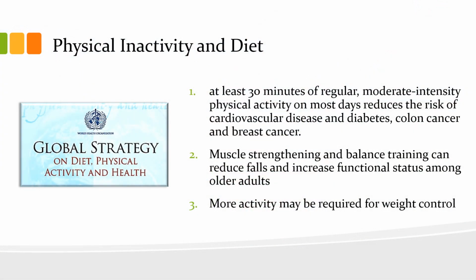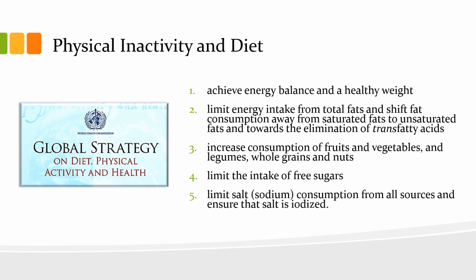So physical activity and diet. Recommended by WHO would be at least 30 minutes of regular moderate intensity physical activity. Muscle strengthening and balance training can reduce falls and increase functional status among older adults, and more activity may be required for weight control. So you achieve energy balance and a healthy weight. Limit energy intake from total fats and shift fat consumption away from saturated fats to unsaturated fats and towards the elimination of trans fatty acids. Fruits and vegetables consumption, legumes, whole grains, and nuts are recommended. Limit the intake of free sugars. Limit salt consumption from all sources.